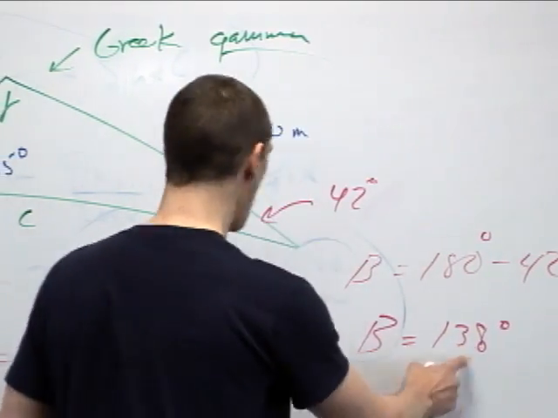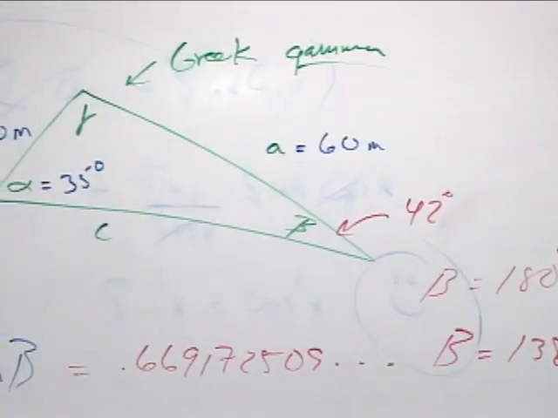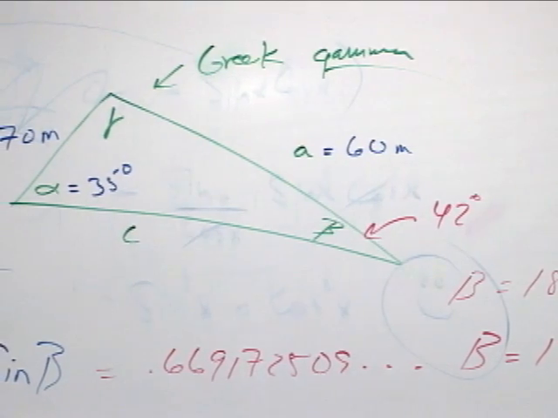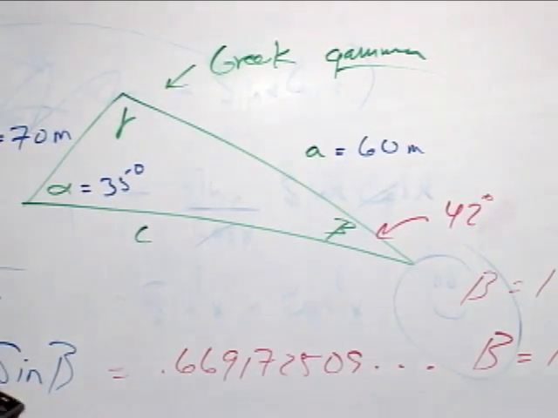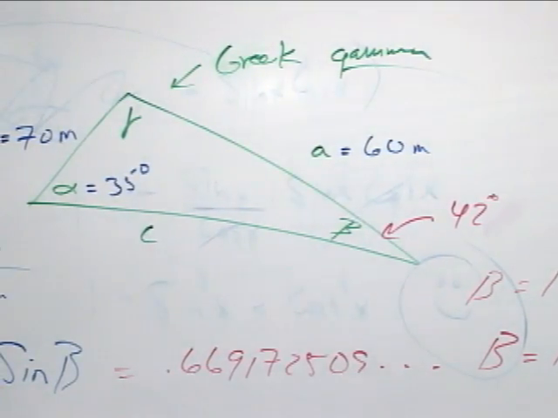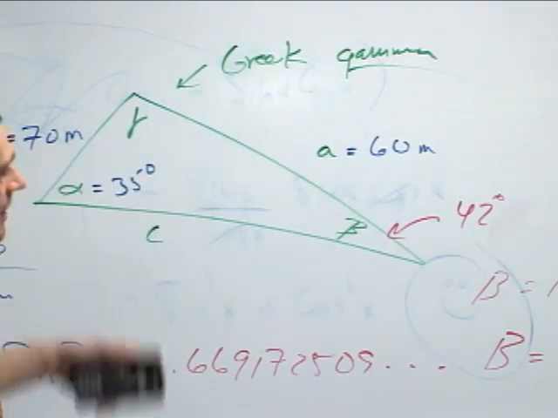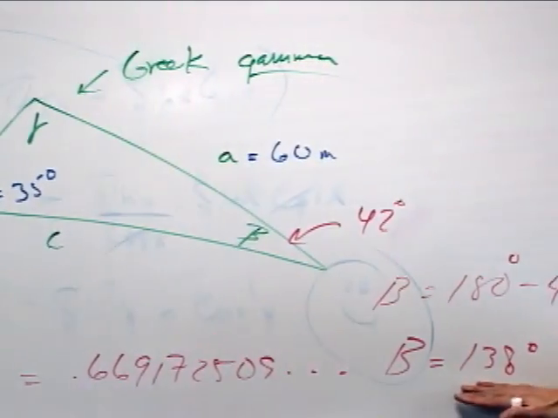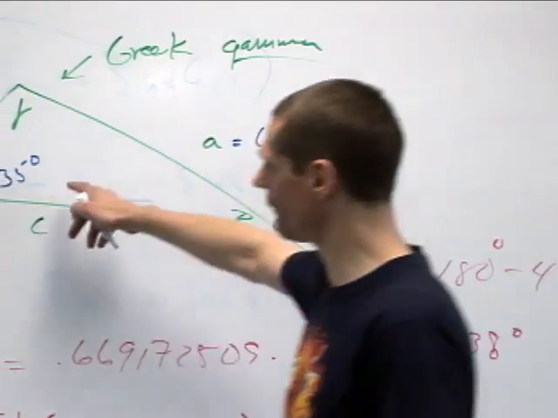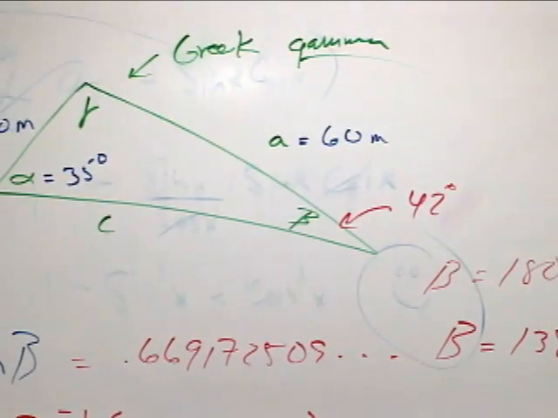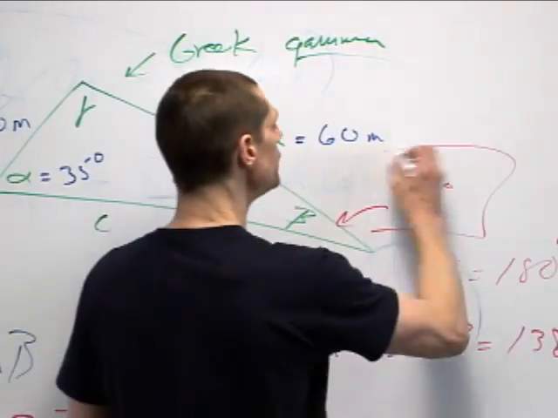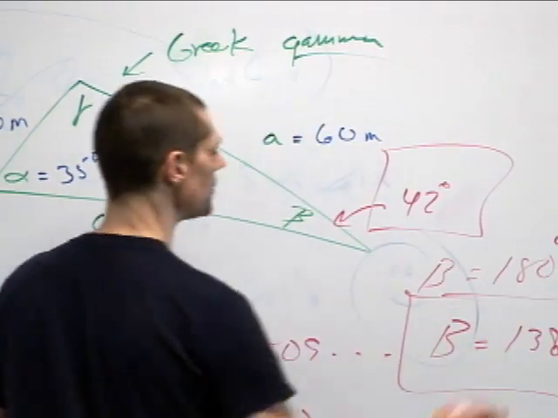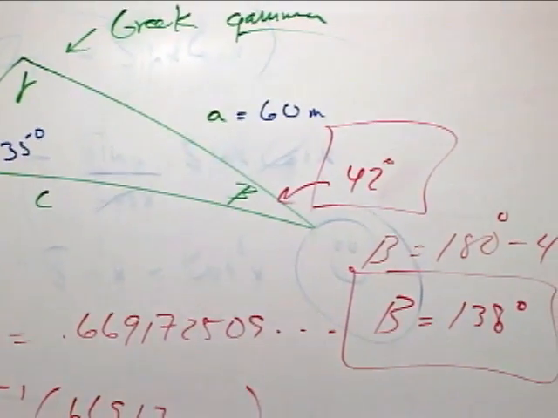And now we check this, 138 plus 35, this is 173, so it's still possible to have another triangle. Basically, if this would have been like 158, then that plus 35 would have put us over 180. So what we have are two viable triangles here, two possibilities that we could make out of this.